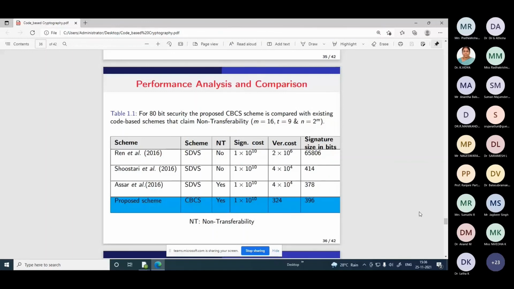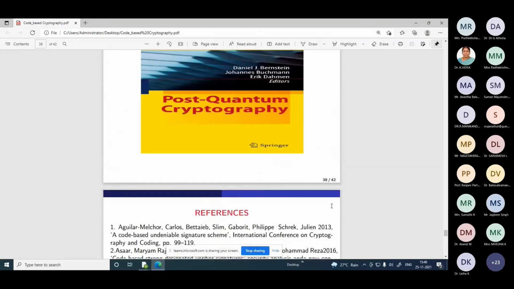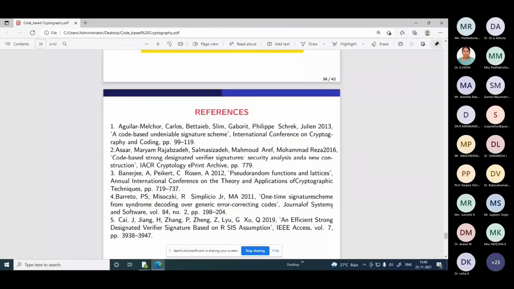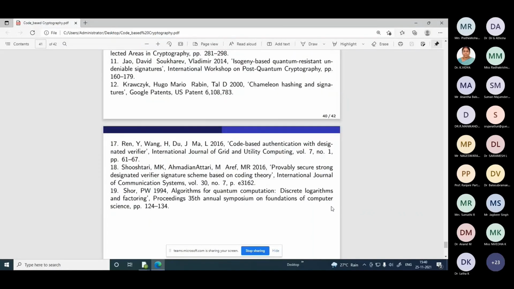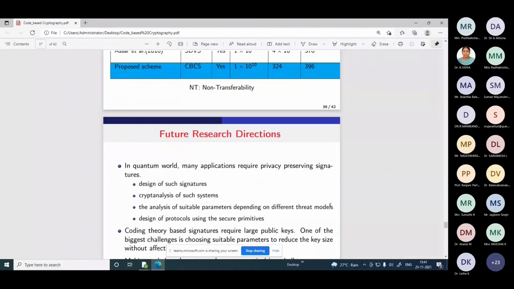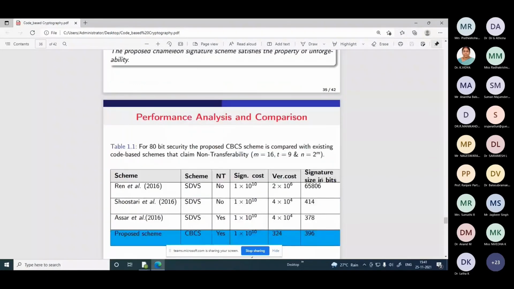Madam, I am having one question. For the evaluation, what extra parameters are used for this code-based quantum cryptography? For the parameters we are using for classical cryptography, can we use them, or are any other parameters used for this? The same parameters only. Okay, same parameters. Thank you.